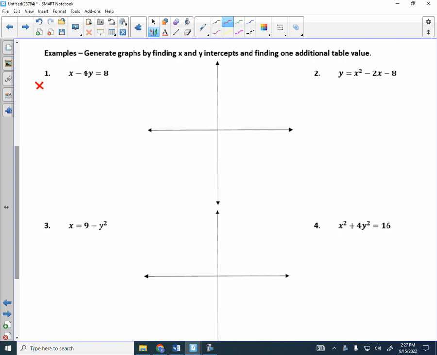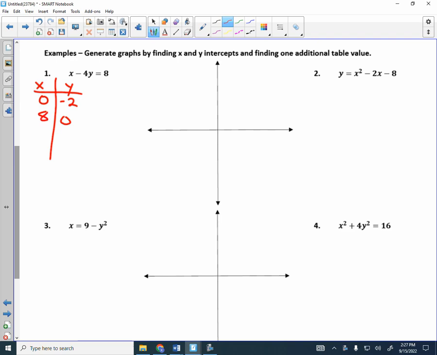And so I'm going to make a table, x, y. This is x to the first power, so does anybody know what type of shape it should be? It should be a line. So I'm going to plug in 0 for x, and I'll plug in 0 for y. If x is 0, I can just cover it up, right? It just goes away, and I'm left with an equation of negative 4y is 8. So y is negative 2. And for the next one, I cover up the y and I get 8. Notice how quickly I was able to do that.